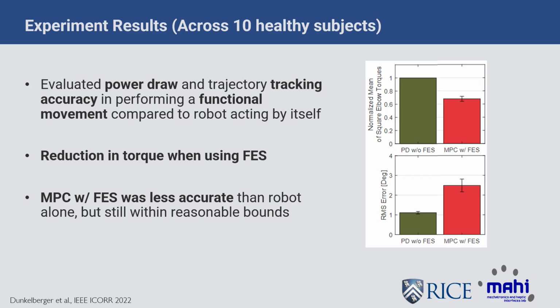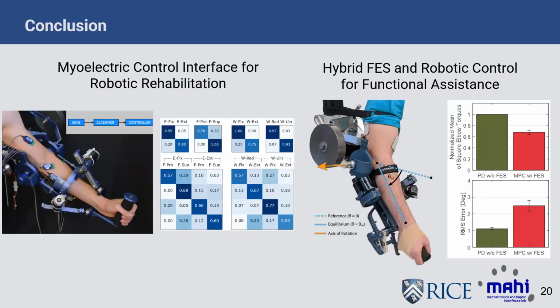However, we did see a decrease in accuracy, which is to be expected, but we still think that it's in a very useful range for functional movements for activities of daily living. So this is encouraging for more research on the topic moving forward. And so just to recap, two topics I covered were monocular control interfaces for robotic rehabilitation and hybrid FES and robotic control for functional assistance. Thank you, and I'll open for questions.